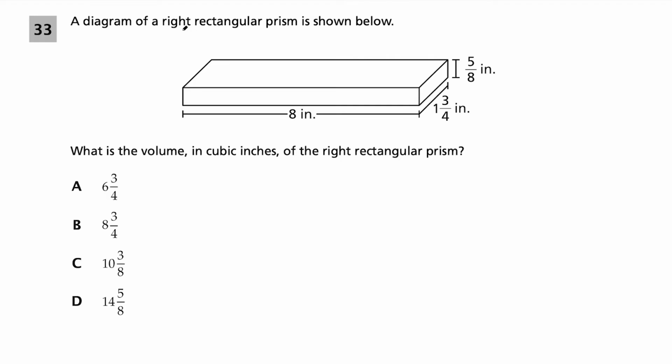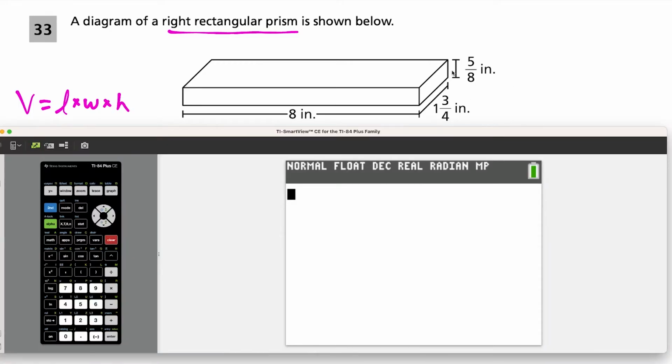Question 33, we have a right rectangular prism shown in this diagram. What is the volume in cubic inches of the right rectangular prism? So for this one, we have to know the formula. Volume equals length times width times height. And now for this one, we could just multiply these 3 numbers here because we have the length, width, and height. And we have a calculator for basic operations.